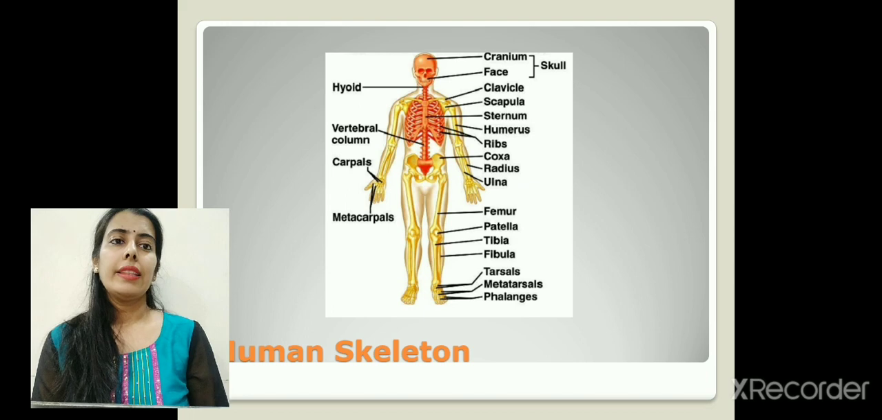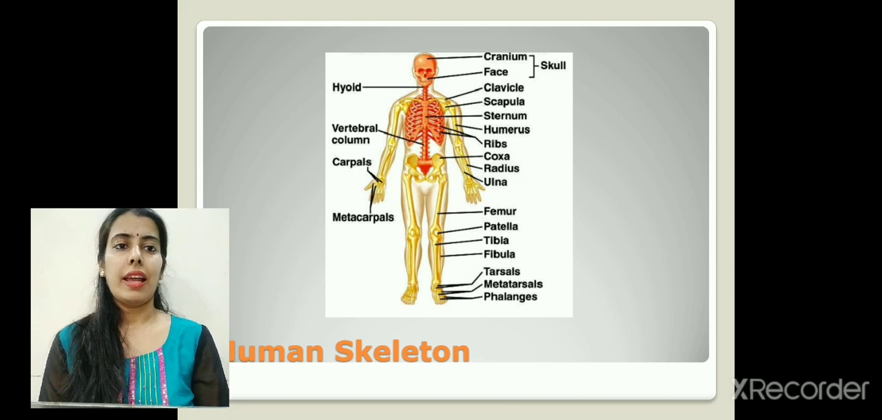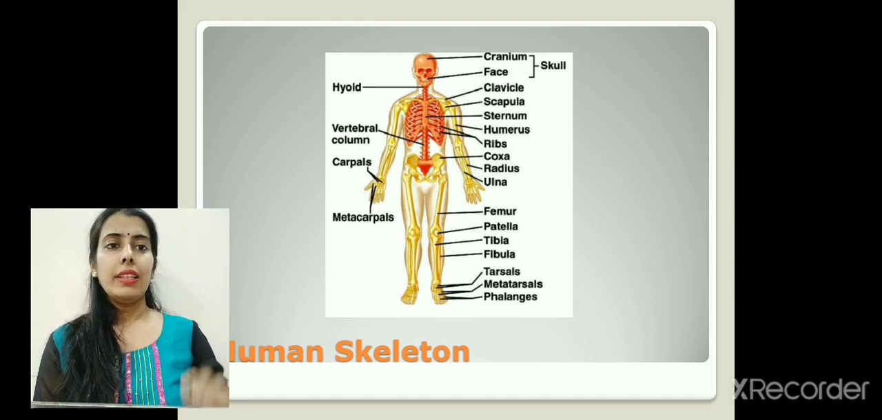Here you can see the skull consists of cranium and face. Then we have the shoulder bone called scapula and the collar bone called clavicle. In the front we have the breastbone or the sternum. Then in our arms we have humerus, ribcage, the vertebral column, carpals, metacarpals. On the legs we have femur, then the kneecap called the patella, then tibia, fibula, tarsals, metatarsals and phalanges. So we will be studying these bones in detail.